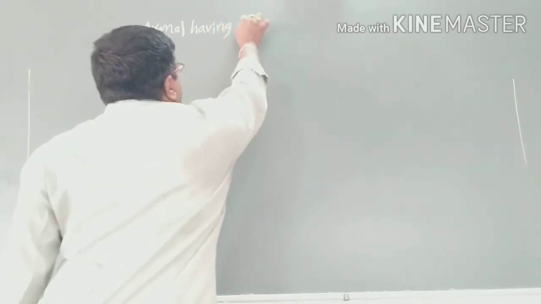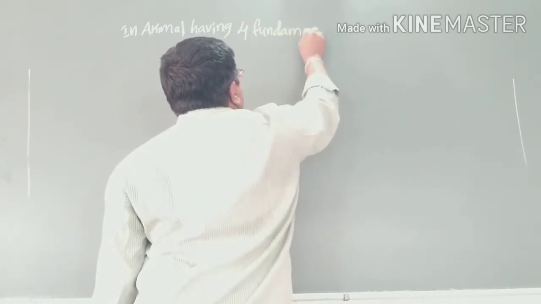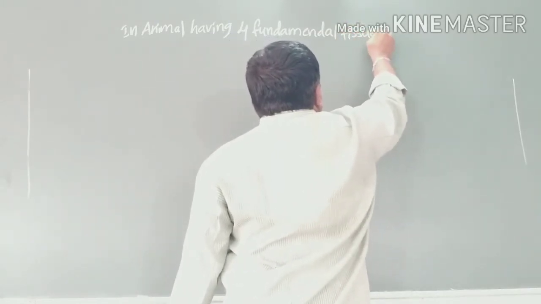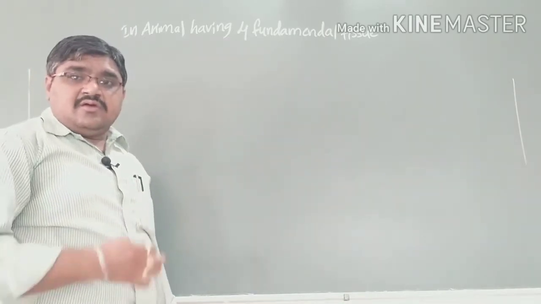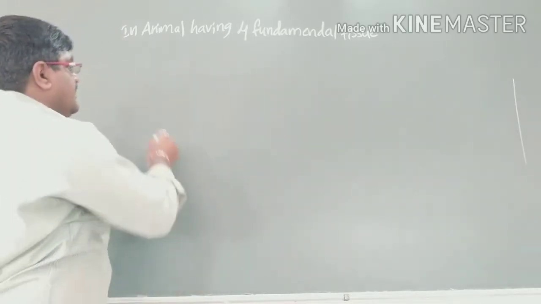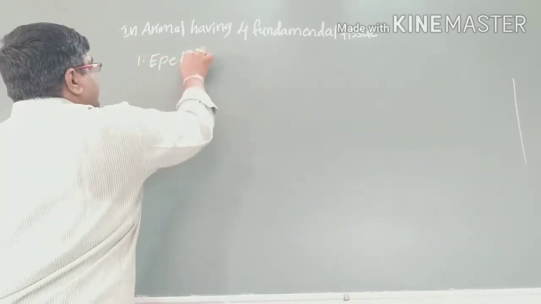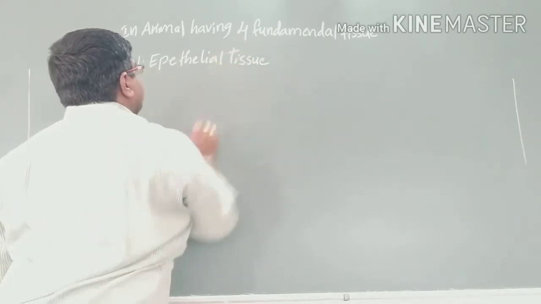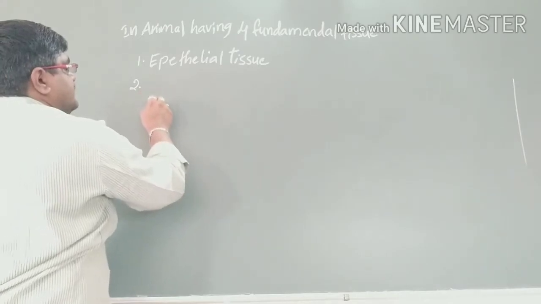Animals have four fundamental tissues. What are the fundamental tissues? Anyone may know. There are four fundamental tissues. One we can call the epithelial tissue, and the second one is the muscular tissue.